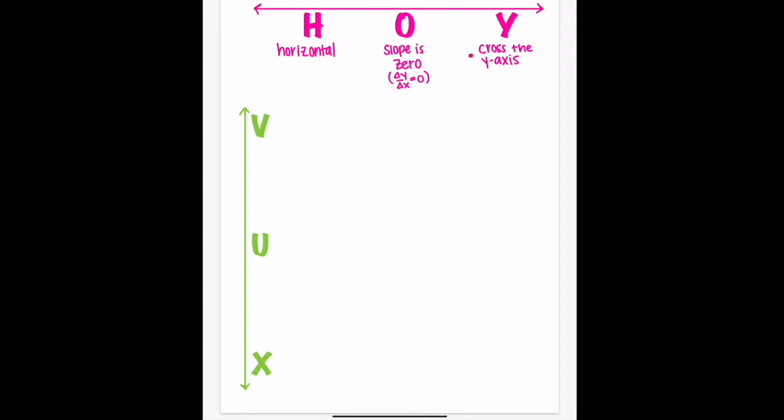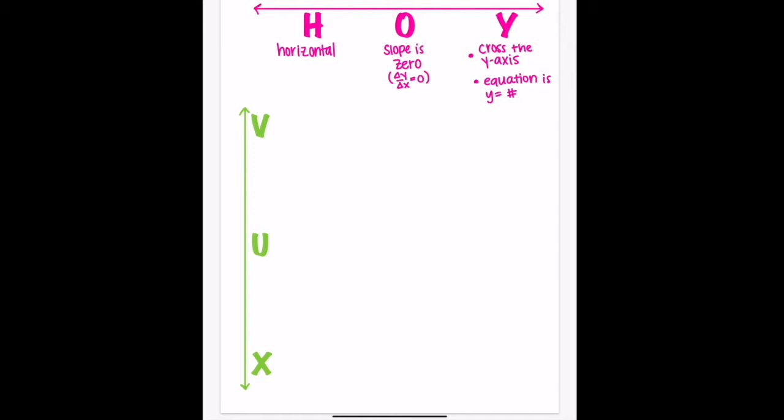But this also can help you remember that the equation of a horizontal line is always going to be y equals whatever the number is of the y-intercept. So it's always y equals some number. So horizontal lines have a slope of 0, they cross the y-axis, and the equation is y equals whatever the y-intercept is.